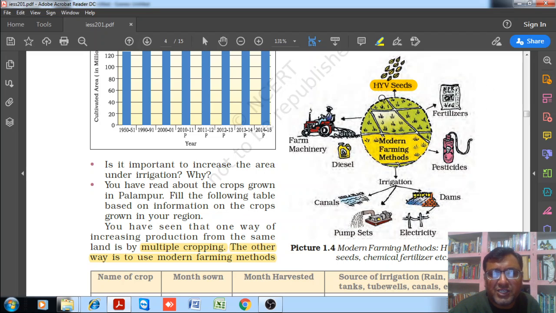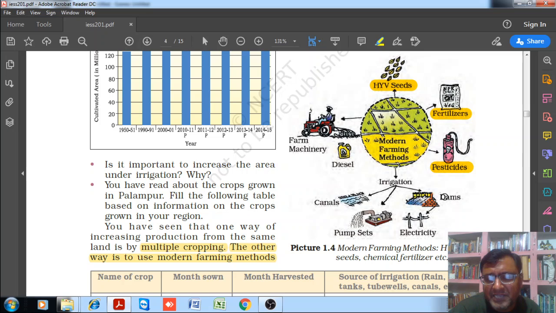By converting genetic information, the gene revolution is responsible for these high yielding varieties of seeds, which can increase the production from the same piece of land, which was not possible before HYV seeds. Number two is fertilizers, meaning chemical fertilizers like NPK or urea, which are used to increase the production of crops in agriculture. Pesticides help us to remove the pests from our crops.